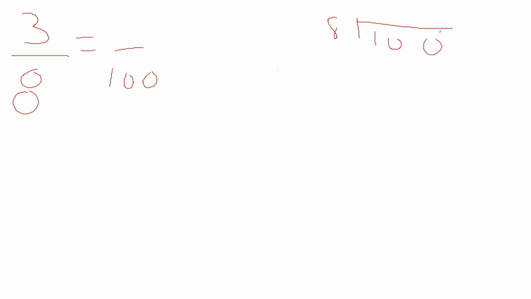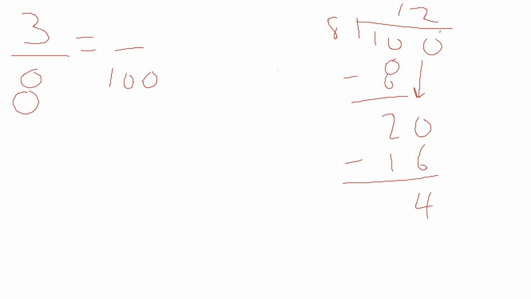So 8 into 100. 8 into 10, 1. 8 ones 8. Take away. 10 subtract 8 is 2, right? Bring down this 0. 8 into 20, 2 times. 8 twos 16, right? Subtract. Then 20 take away 16, you leave with 4, right? Now, this is a remainder.